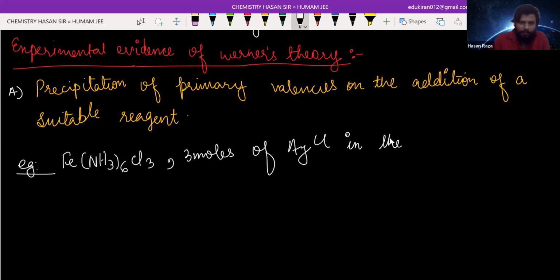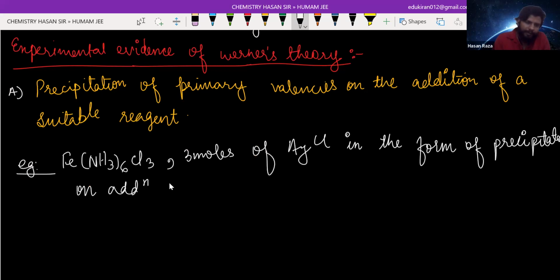in the form of precipitate, on addition of AgNO3 solution. If you have AgNO3 solution in excess, and when you are going to react this with this, 3Ag+ will come into contact with 3Cl- and form 3 moles of AgCl. If you want to see the reaction, I'm going to show you.